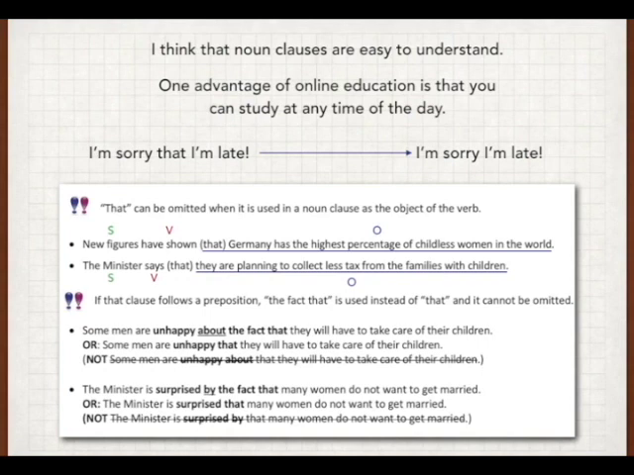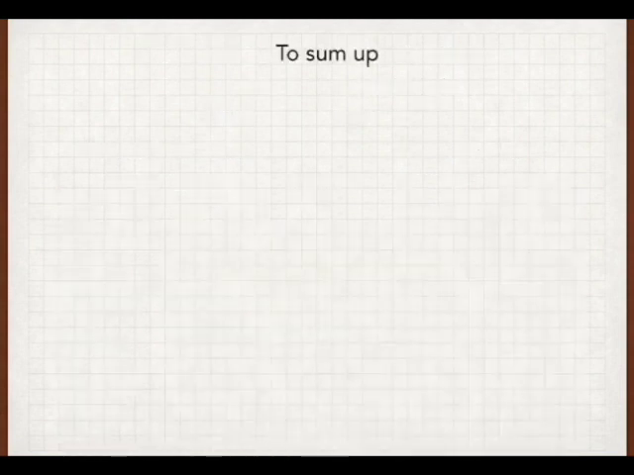Okay, now one more important thing. After prepositions, you need to use the fact that. We don't use that after prepositions. For example, some men are unhappy about the fact that they will have to take care of their children. Now, about is a preposition, so after a preposition, we normally use the fact that. You can also use the adjective unhappy and write that. The important thing to remember is this: if you want to use a preposition and then you want to use a noun clause, please remember to use the fact that. That's very important.